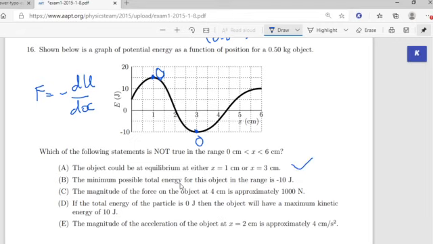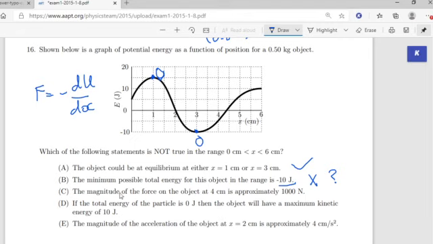The minimum total energy for this object is in the range negative 10 joules. Yeah, this one's a little sus. I mean, it says total energy, whereas this is a graph of potential energy. So I'm just gonna actually put a question mark.